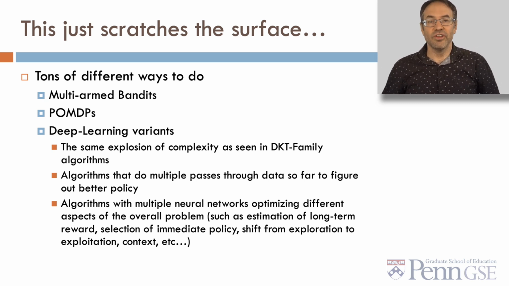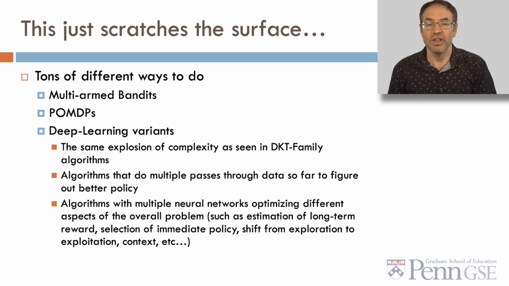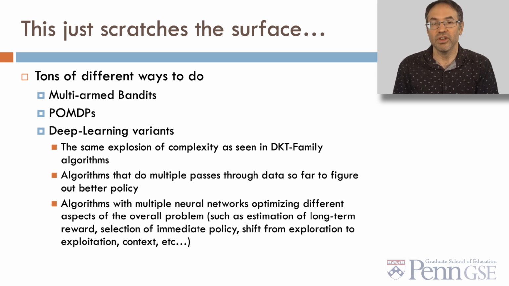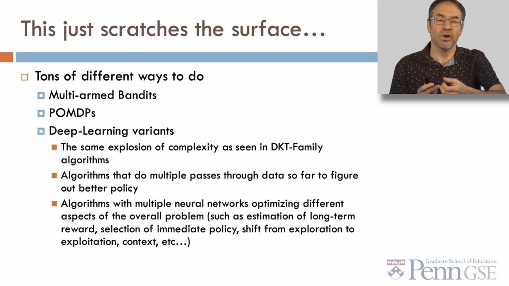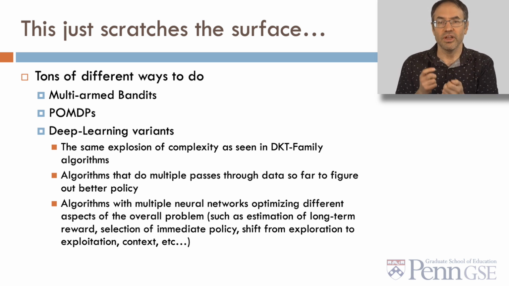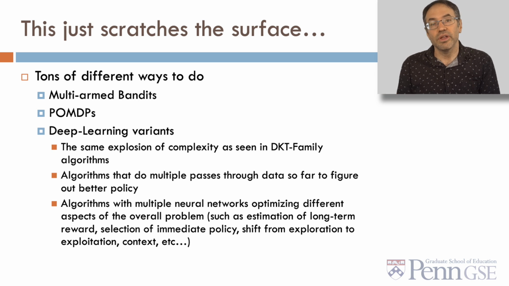There's tons of different ways to do multi-arm bandits, POMDPs, deep learning networks. There's the same explosion of complexity as is seen in DKT family algorithms. There's algorithms that do multiple passes through the data to figure out a better policy. There's algorithms that use multiple neural networks optimizing different aspects of the overall problem, such as estimation of the long-term reward, selection of the immediate policy, the shift from exploration to exploitation, context, and so on. It can get really complex.